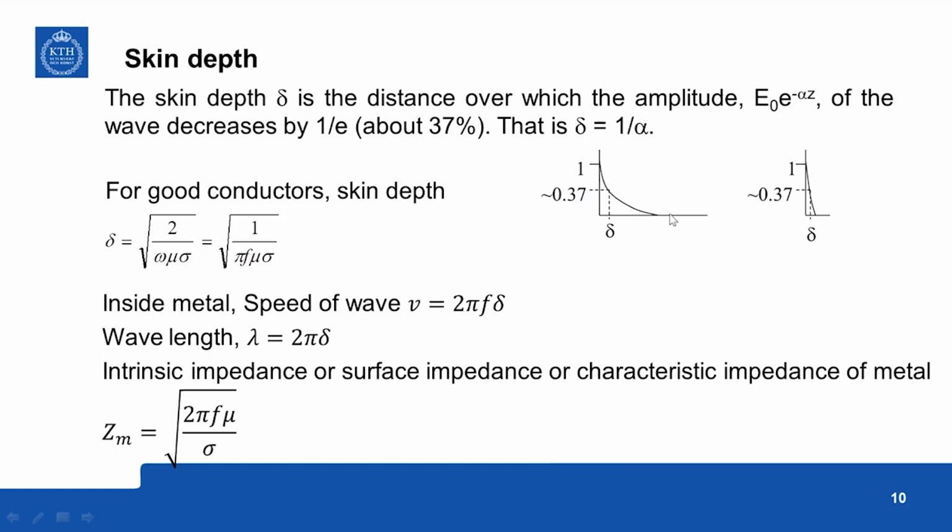So this is an exponentially changing wave. Suppose E0, we take it as 1 here. Now this is exponentially decreasing. So this is the surface of the metal, let's say, and this is the depth of the metal. So as we go into the metal, when this wave amplitude becomes 0.37 or 1 over e, we call this depth 1 skin depth.